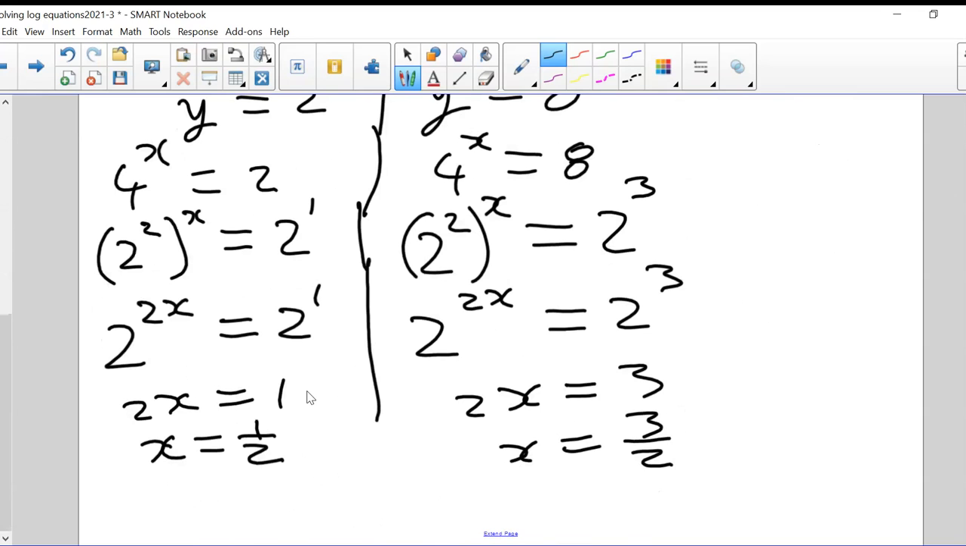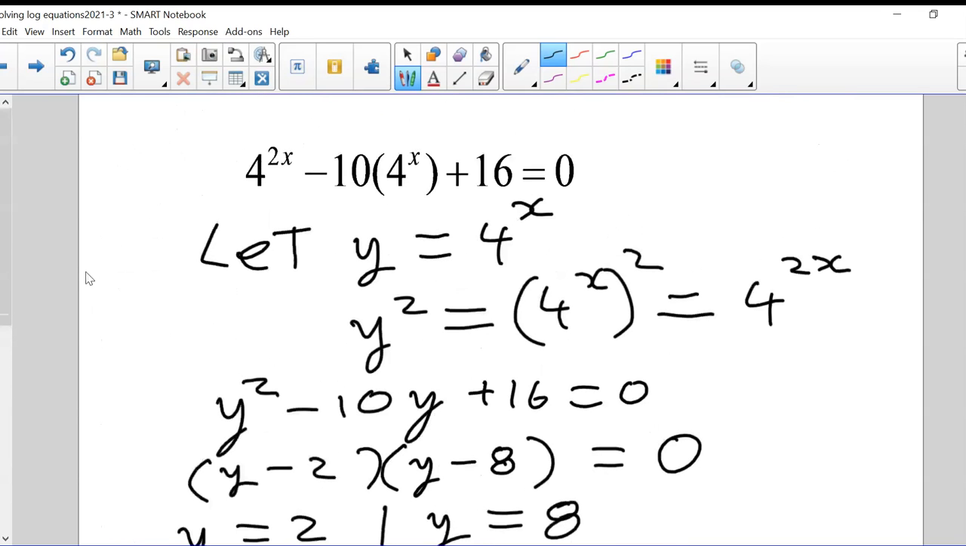And to make it easier for us, what we do is make a substitution, so that the function would look more quadratic. If we made it that y was 4 to the x, then y squared would become 4 to the 2x, and we could substitute out that 4 to the 2x, and we could substitute this 4 to the x as well. And there you go.